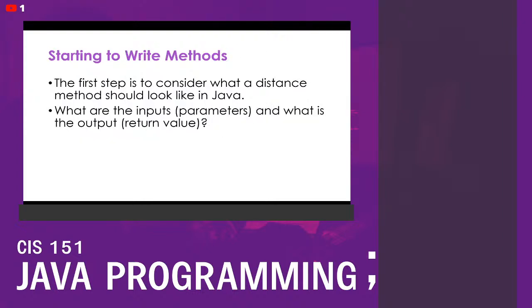So the first step is to consider what this method should look like in Java. Whatever your method is, whatever your path to solving your problem is, what does that look like? How many methods might you need to solve your problem? What are the inputs, the parameters, the arguments that we're going to need? And what are the outputs or return values that you're going to need to get out of these functions? You're going to come into it with a plan.